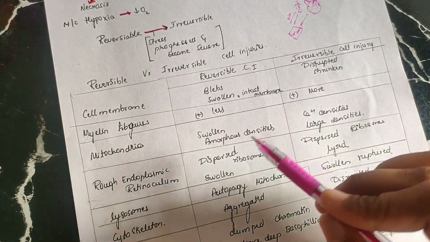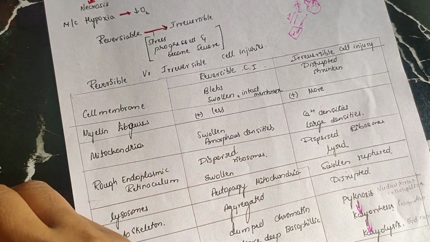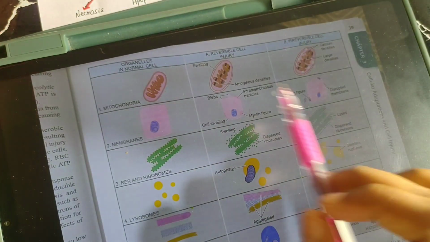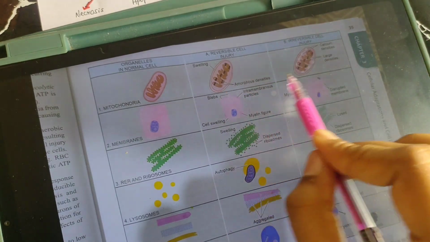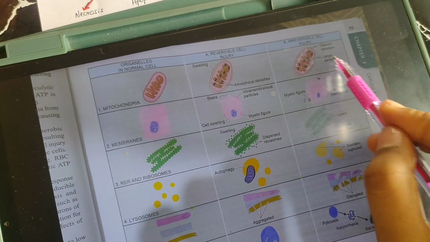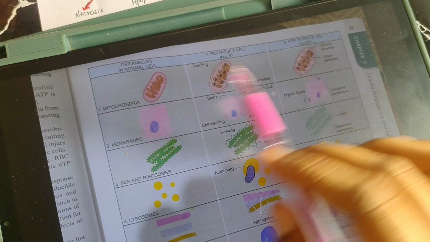So this is also swollen, and amorphous densities we can see in the reversible mitochondria. Amorphous means small, like powder, like small densities. Whereas in irreversible cell injury, these become large densities, and calcium densities can be seen.